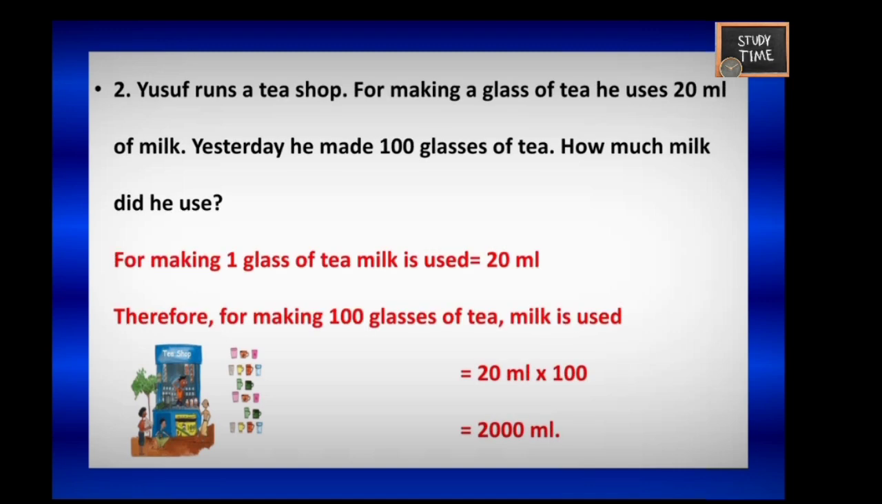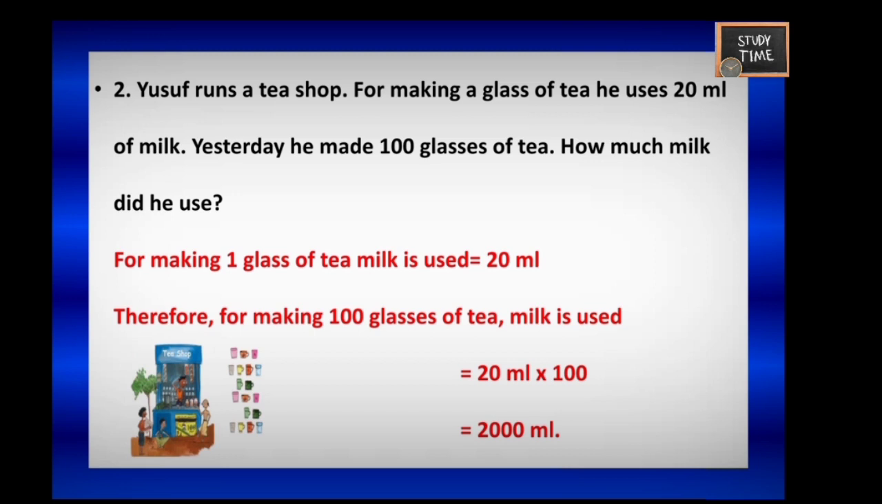Next, Yusuf runs a tea shop. For making a glass of tea, he uses 20 ml of milk. Yesterday he made 100 glasses of tea. How much milk did he use? So 20 ml into 100. So we'll be getting 2000 ml. That is 2 liters.